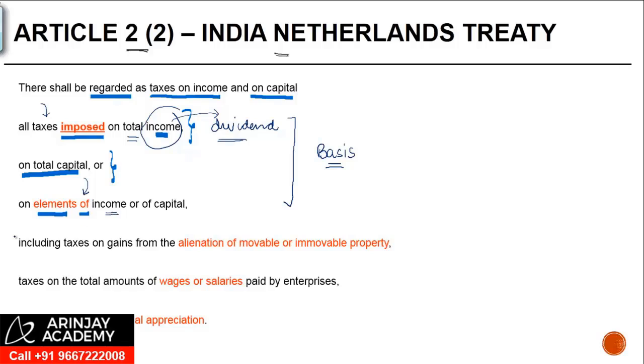And it includes taxes on gains from alienation. Alienation is transfer of movable or immovable property, something like what we call capital gains. Taxes on the total amount of wages or salaries paid by the enterprises. So if an Indian company pays salary to a foreign individual and on this it applies taxes, those taxes as well as taxes on capital appreciation.